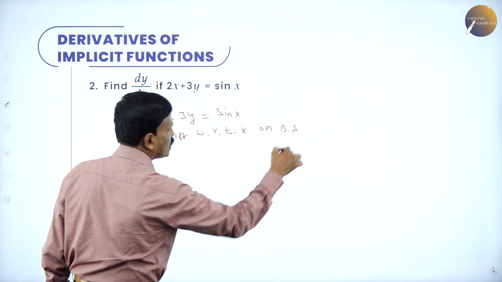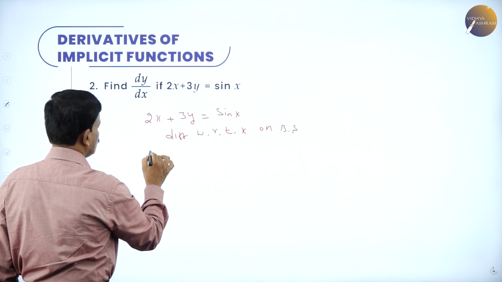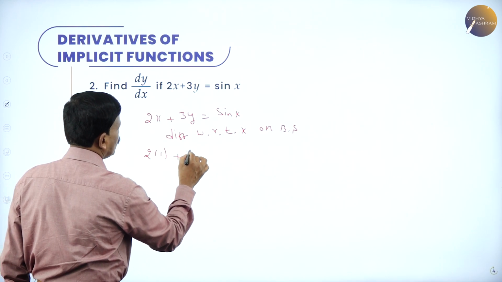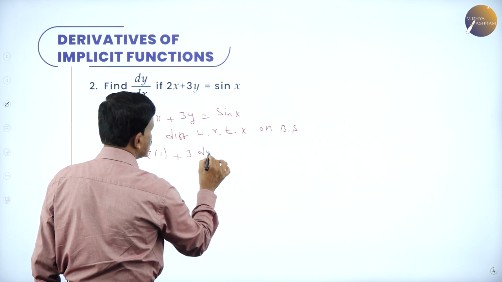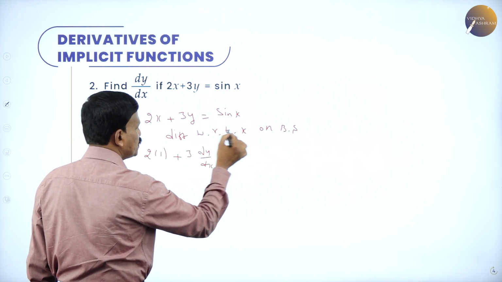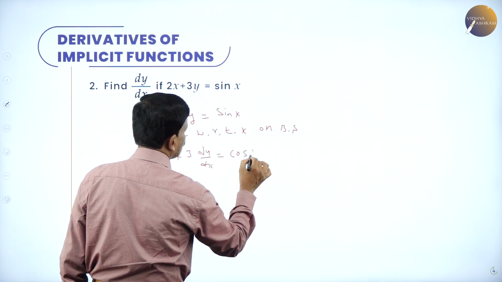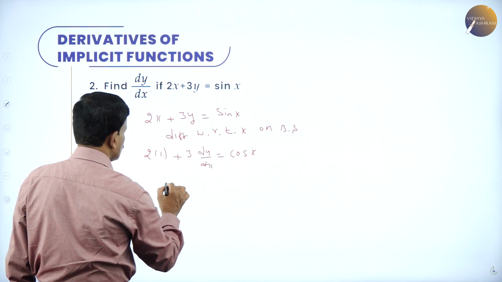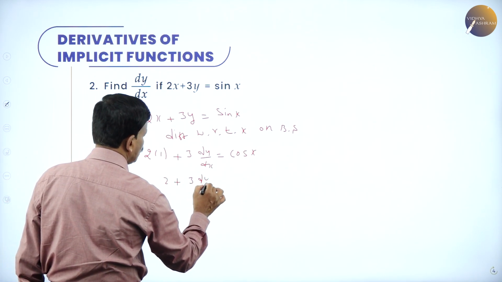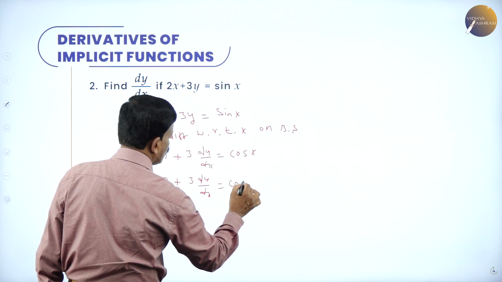If you differentiate with respect to x on both sides, 2 into differentiation of x is 1, 3 into derivative of y is dy by dx. We are differentiating with respect to x. This is equal to derivative of sin x, which is cos x. Now here this is 2 plus 3 into dy by dx is equal to cos x.